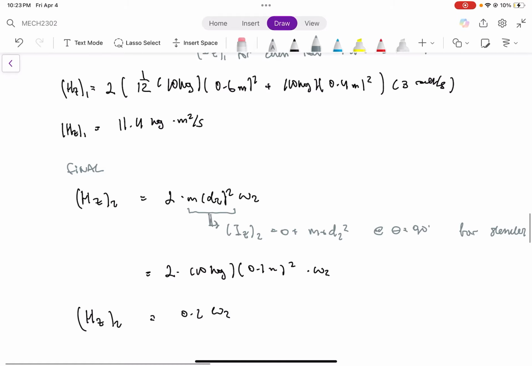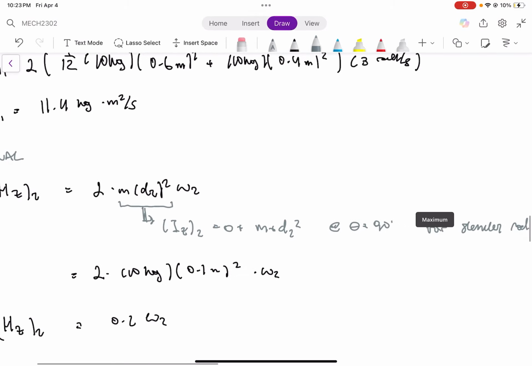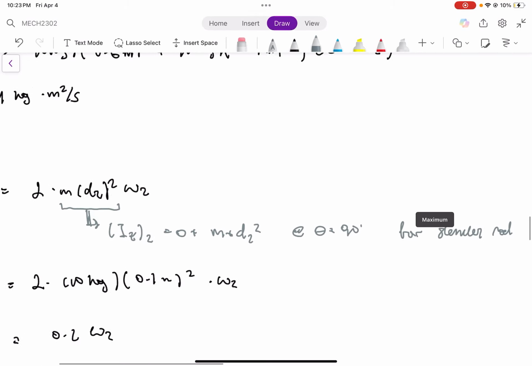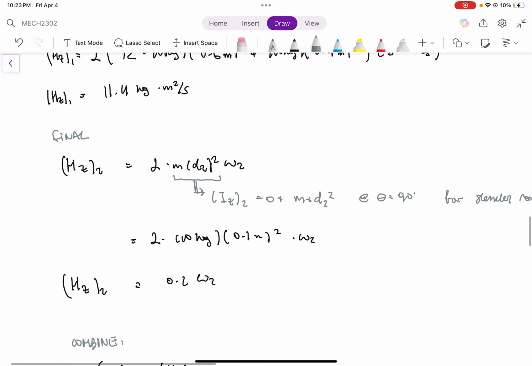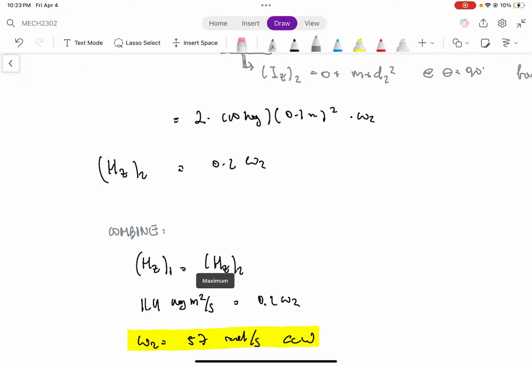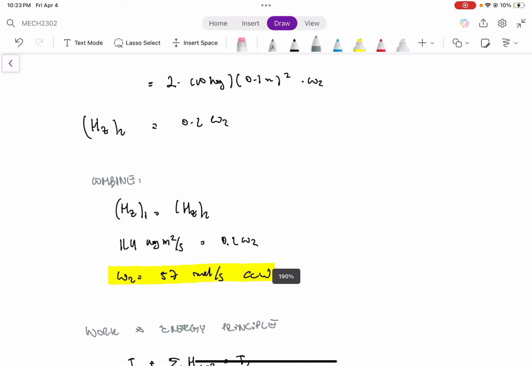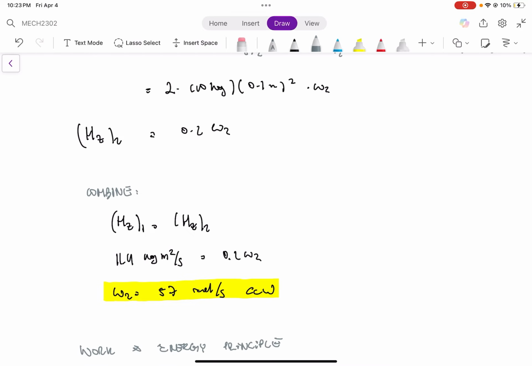And for the final, a very similar process, where Iz2 is this, so we substitute that in and plug it in, and we get that Hz2 equals 0.2 omega 2. Here we're combining both of them and solving for omega 2, which is 57 rad per second counterclockwise.